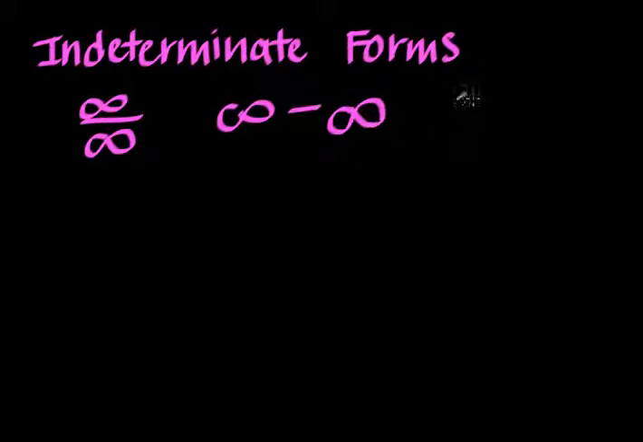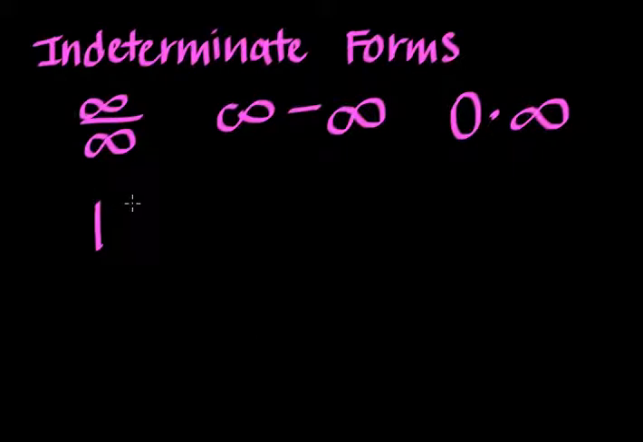Next, we have 0 times infinity. Well, we know that anything multiplied by 0 should be 0, right? Wrong. When we multiply by infinity, that's the opposite force because anything multiplied by infinity should go to infinity. However, anything multiplied by 0 should go to 0. Those are our two opposing forces.